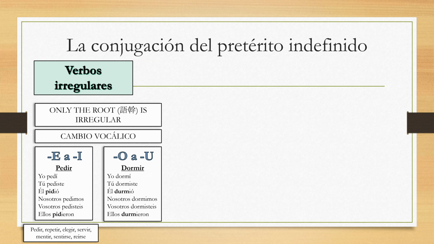Verbos de cambio O a U. Yo dormí, tú dormiste, él durmió. Nosotros dormimos, vosotros dormisteis, ellos durmieron. Only include dormir and morir, and all of them have changed only in the third person singular and the third person plural.